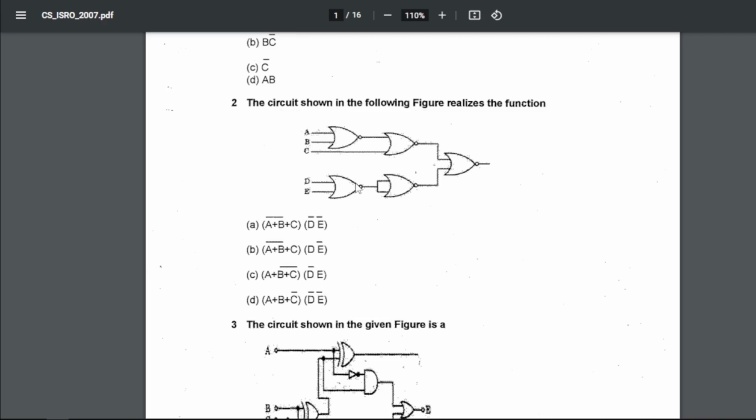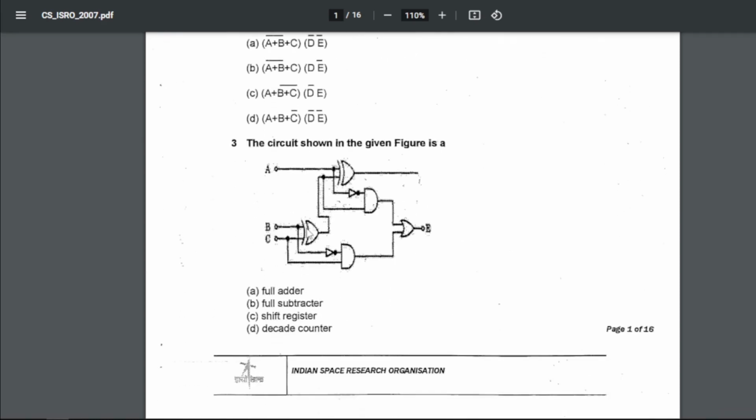Question number 2 is the circuit shown in the following figure realizes the function what? So now if you frame the function from this logic circuit, you will get the answer as A, that is A plus B bar plus C into D bar E bar, right? So A will be your answer.